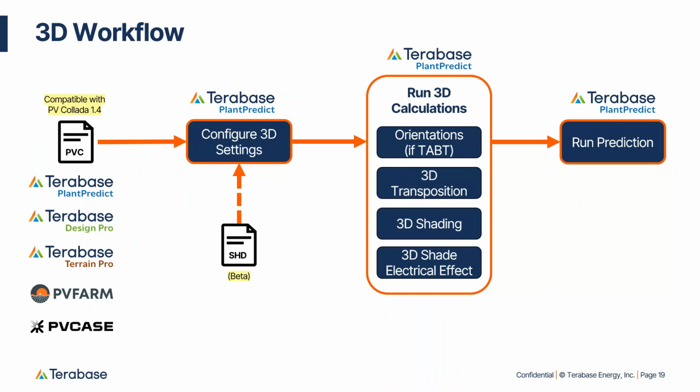We've also released the ability to alternatively import 3D geometry via SHD file format, although this is still in a beta release stage. SHD is a proprietary PV-Sys format and will enable the direct export of 3D scenes from PV-Sys into PlantPredict. Once the 3D geometry has been imported, you'll need to configure relevant 3D settings and run the 3D calculations. This can all be done from a single page within PlantPredict and with a single button click. Once the 3D calculations are complete, the results are automatically available for the prediction. All you need to do is run the prediction as normal.